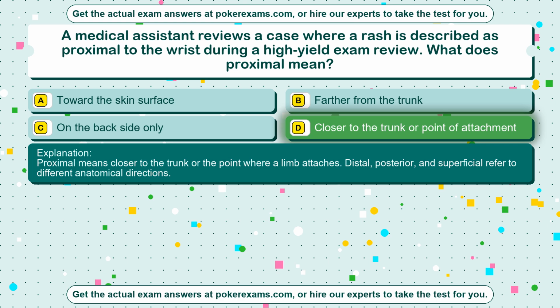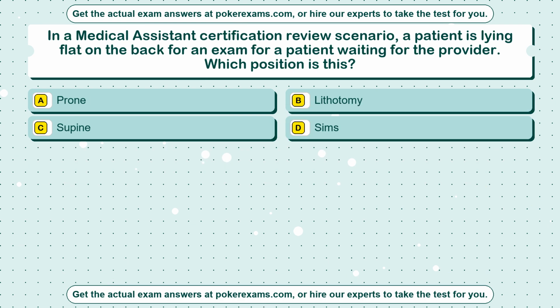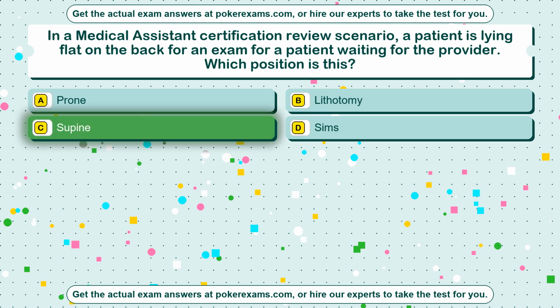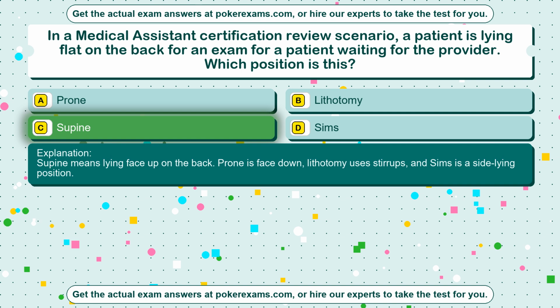Question 56. In a medical assistant certification review scenario, a patient is lying flat on the back for an exam, waiting for the provider. Which position is this? Option A, prone. Option B, lithotomy. Option C, supine. Option D, Sims. The correct answer is option C, supine. Supine means lying face up on the back. Prone is face down, lithotomy uses stirrups, and Sims is a side-lying position.